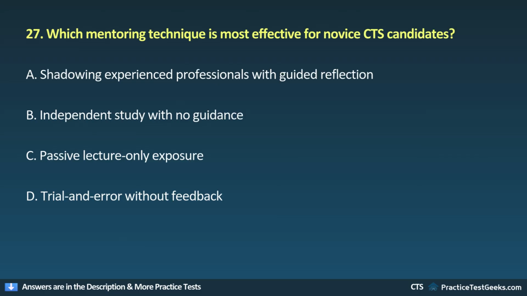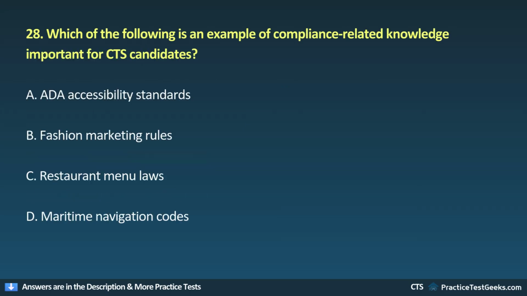27. Which mentoring technique is most effective for novice CTS candidates? A. Shadowing experienced professionals with guided reflection. B. Independent study with no guidance. C. Passive lecture-only exposure. D. Trial and error without feedback.